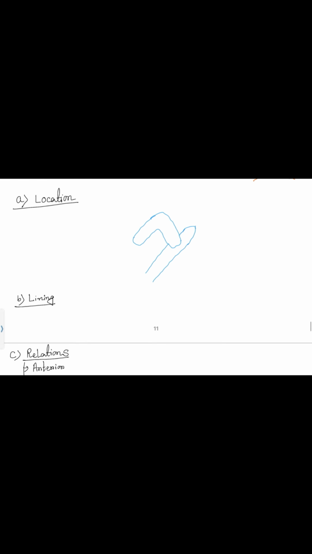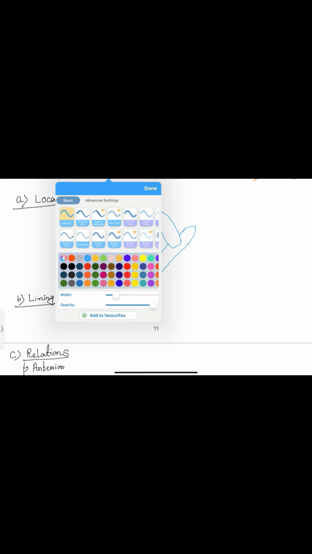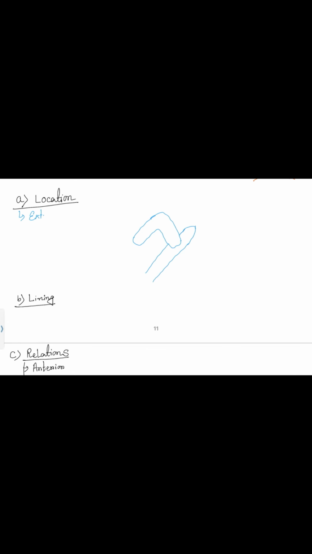Now coming to the location again, the same thing: the vagina extends from the cervix of the uterus to the vaginal orifice. Vaginal orifice means the introitus. So here this region is the uterus, this is the cervix, and this is the vagina. It extends from the cervix till the outside region, that is the vaginal orifice. That's all about the location.